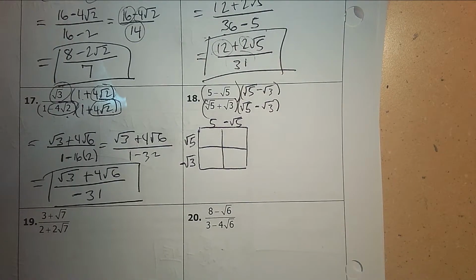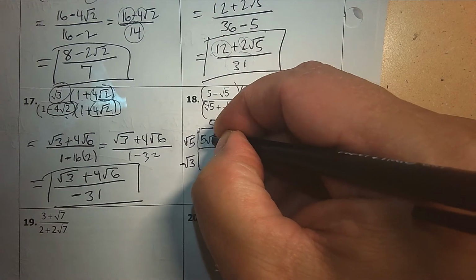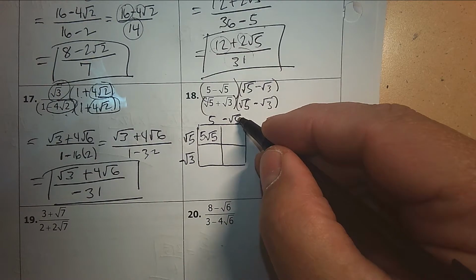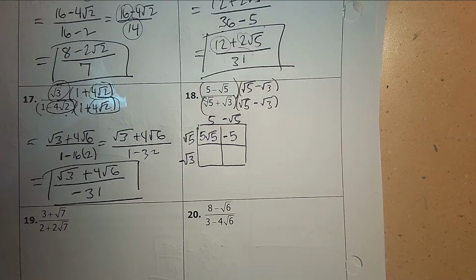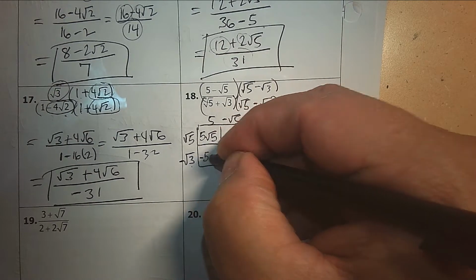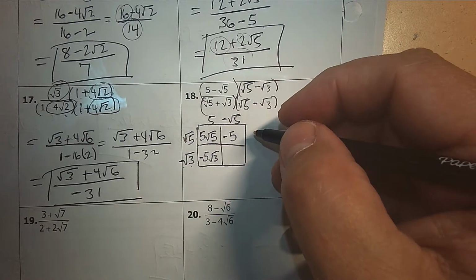Can you distribute all of that in the numerator? The denominator is simple. So root 5 times 5 is just 5 root 5. They can only go beside each other because they're unlike numbers. Root 5 times negative root 5, well, they're the same. So that leaves me with just negative 5. Negative root 3 and 5, they can only go beside each other, so that's negative 5 root 3. And then negative times a negative is positive root 15.